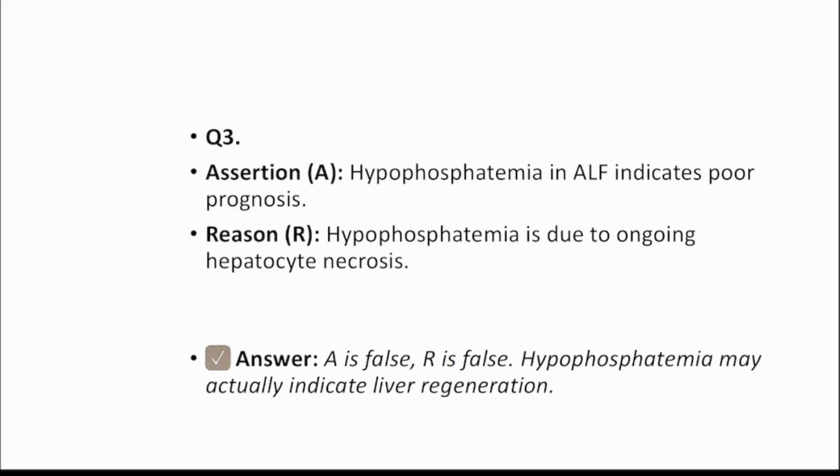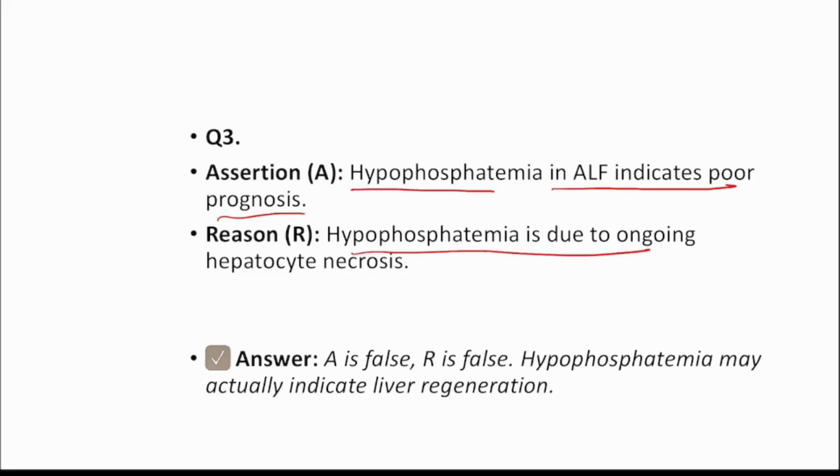Question 3. Assertion: hyperphosphatemia in ALF indicates poor prognosis. Reason: hyperphosphatemia is due to ongoing hepatocyte necrosis. I already mentioned that hypophosphatemia occurs during recovery. So hypophosphatemia indicates a recovery stage. So it is not due to hepatocyte necrosis, it is due to regeneration. So both assertion and reason are wrong. Hope this point is clear to you.